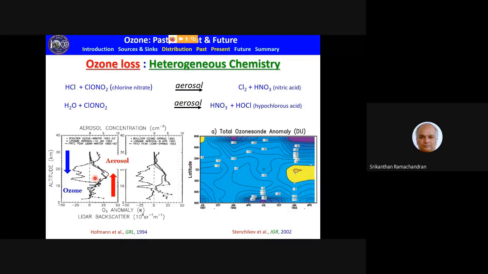So when there is a huge increase in the amount of aerosols in the stratospheric altitudes, there will be a corresponding decrease in the ozone. So you can see there is a close correspondence between the aerosols, the solid or liquid particles suspended in air at the high altitudes. When they increase, the ozone will get depleted.